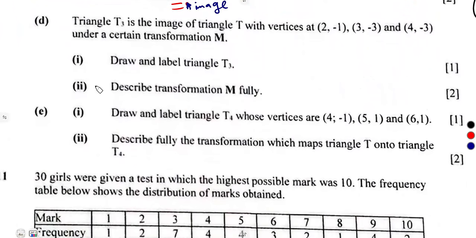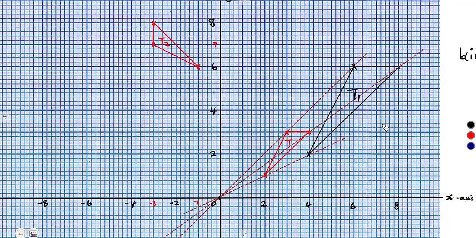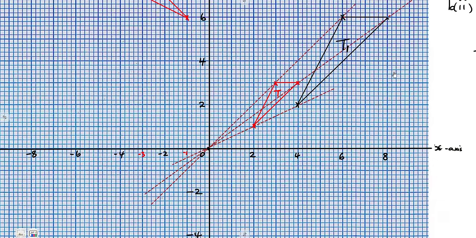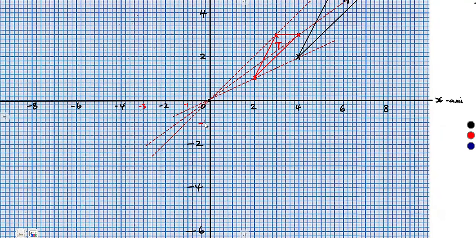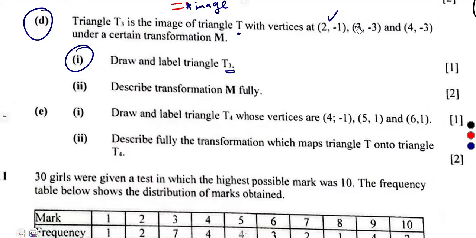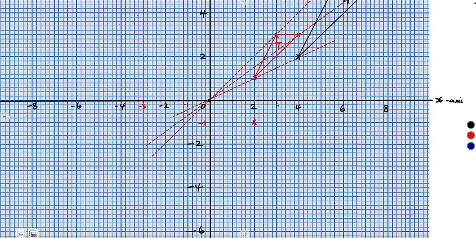All right, so D, triangle T3 is the image of triangle T, and it has got these vertices. All right, item 1, draw and label triangle T3. So we've got 2, minus 1. All right, so let's have here 2 versus minus 1, 2 and minus 1 meet here. All right, that is 3, minus 3. So 3 is here and minus 3 is here.